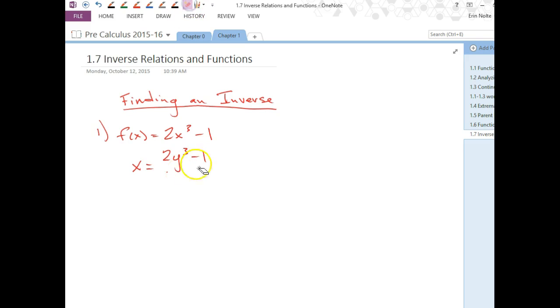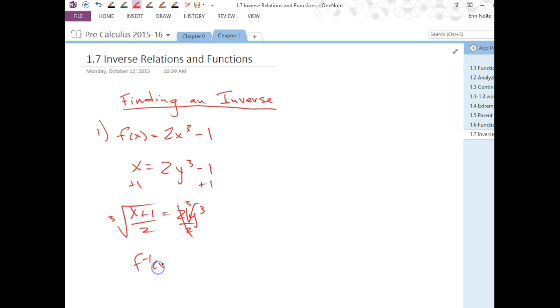Let me rewrite that. There we go. Okay, so all I'm going to do is solve for y at this point. So how do I do this? What are my steps? You add 1, divide by 2, and then cube root it. So do we all agree the inverse is the cube root of x plus 1 all over 2?